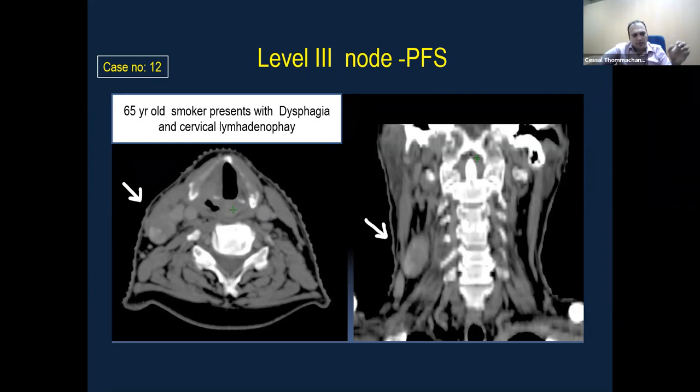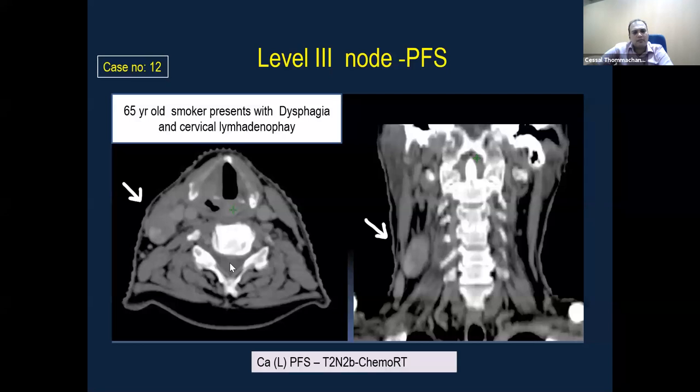So simple: if you are dealing with any nodal region at the level of the hyoid, it is level 2. It is the anterior group. It can also be in the posterior group, that's level 5, I will discuss later. Then thyroid and cricoid is level 3, and any node at the level of the trachea is level 4. It can also be anterior group or posterior group. We will discuss later.